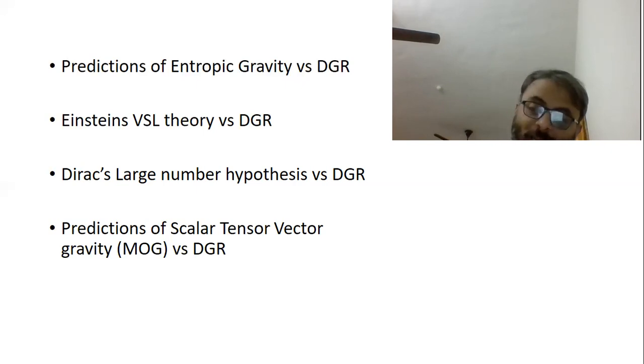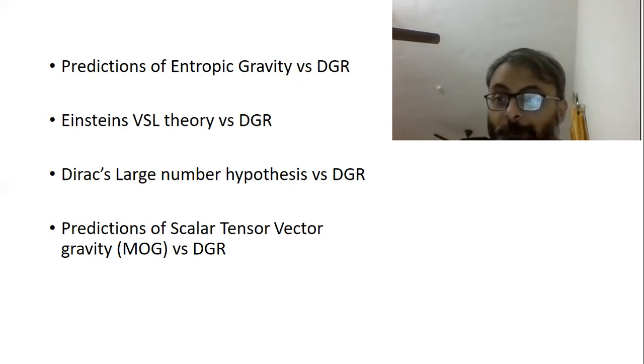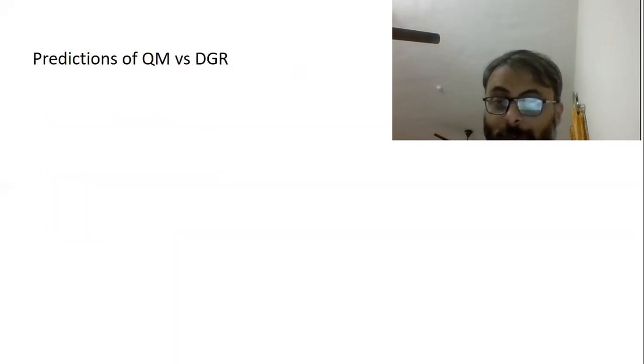Actually, the gravitational acceleration is independent of distance. It is dependent only on the mass of the galaxy, which is very much in line with, I think, this scalar tensor vector gravity. There may be some differences. I'm not saying that definitively because I'm not aware of the complete theory and also the mathematics part of it.